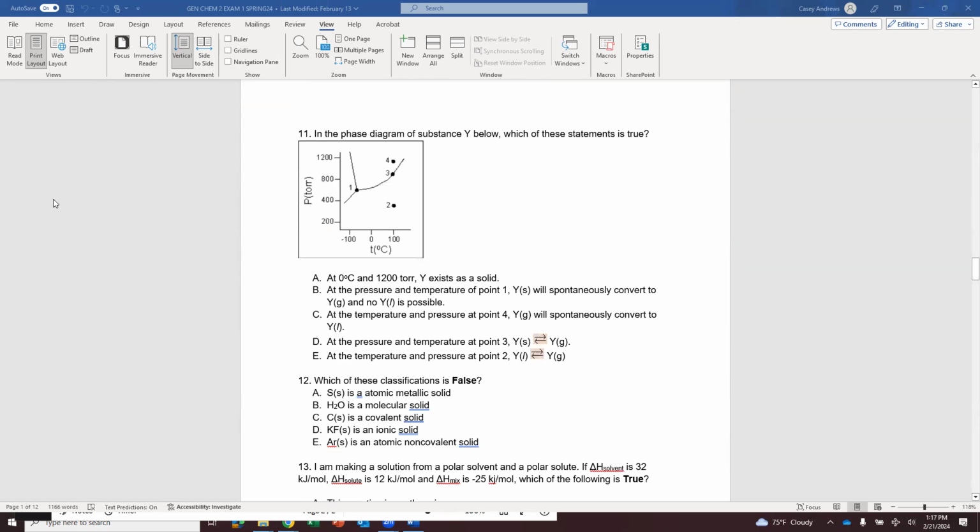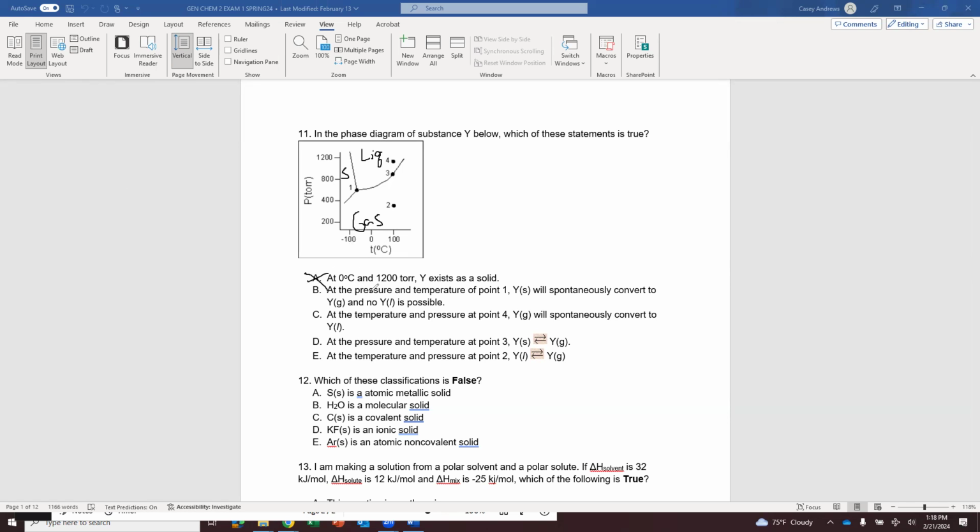In this phase diagram of Y below, what statements are true? First off, let's fill out our phase diagram. We have gas down here, liquid right here, and solid over here. At 0 and 1020, Y exists as a solid. No, we just said that's liquid, so it can't be that.